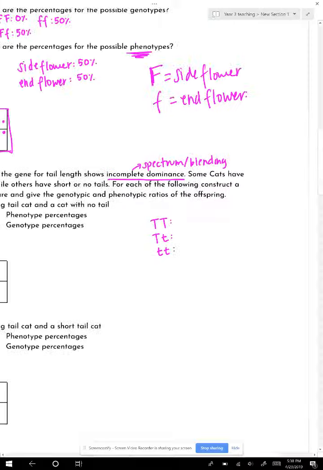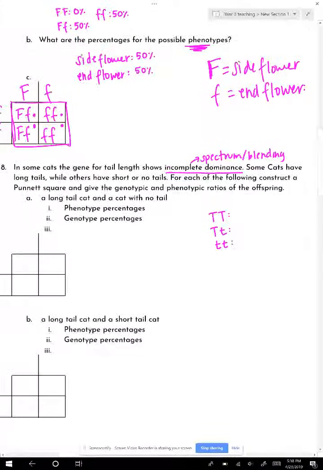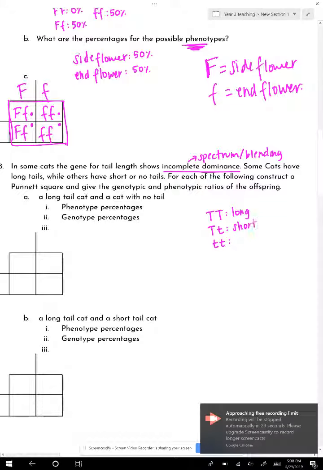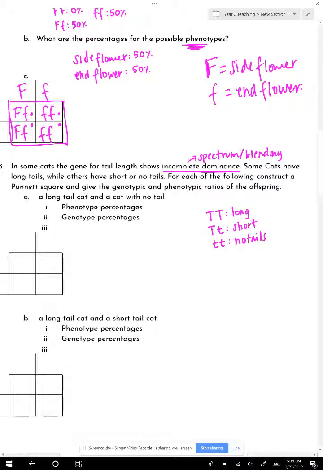So we have long tails, so that is going to be this one right here. So this one's going to be our long. Our next one is going to be our short tails, and then our next one is going to be no tails. Okay, so that is pretty much our spectrum, and we're going to solve it in the next problem.